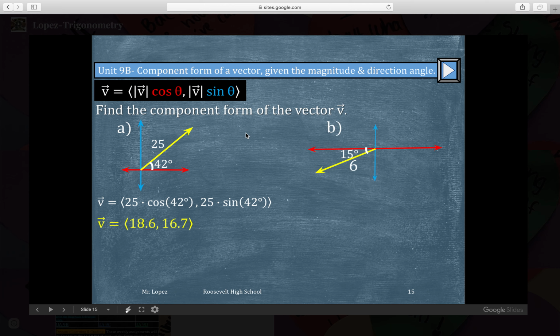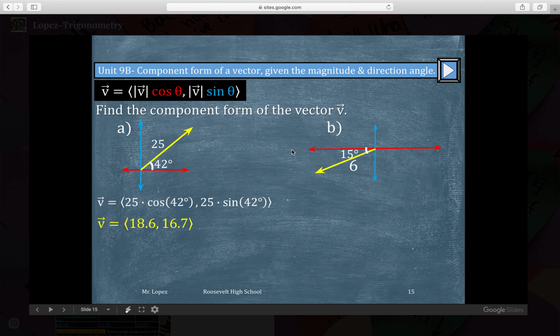Example B. The angle here looks to be 15, but it's the small angle here. That's not the angle you're going to use. The angle you're going to use is with respect to the initial position. So it should be 180 plus that 15, which is 185.